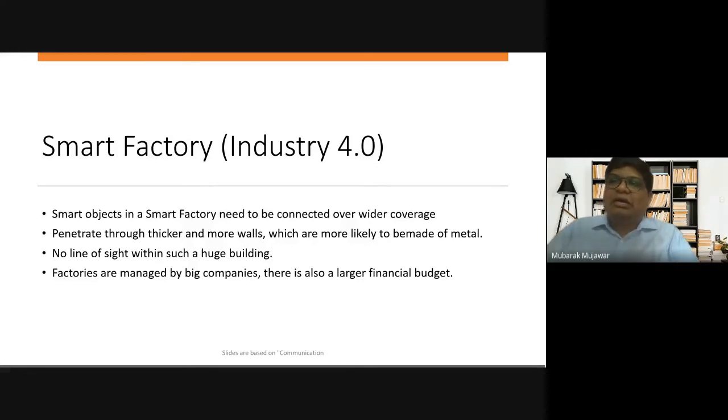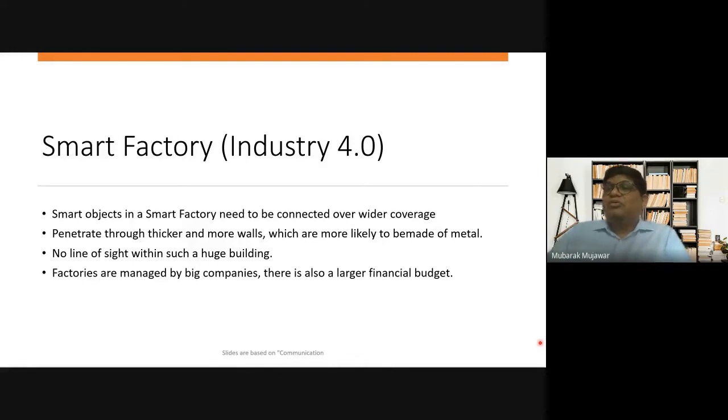So if we have walls made of metal or metal sheets, then that is one of the challenges for our communication tools or communication criteria. The next one is, we have a huge building, we have many, many walls, so there is no line of sight like in other cases as well. But the good thing is, these factories are managed by big companies. And since big companies manage those factories, we don't have any financial constraints. We can go for a little higher financial budget. So that is a good thing. So based on those four requirements, these four characteristics, let us think of the communication criteria.